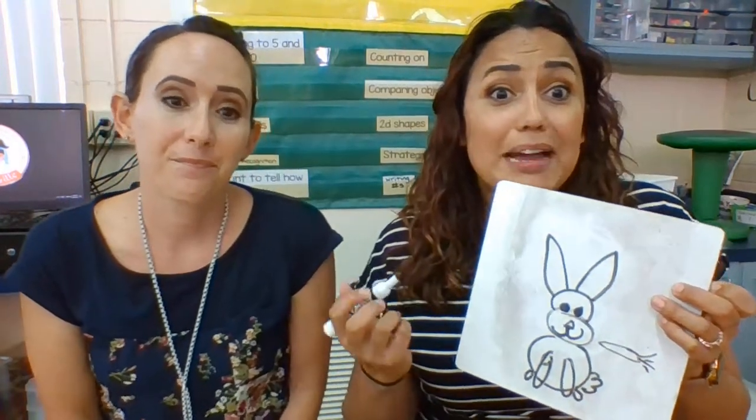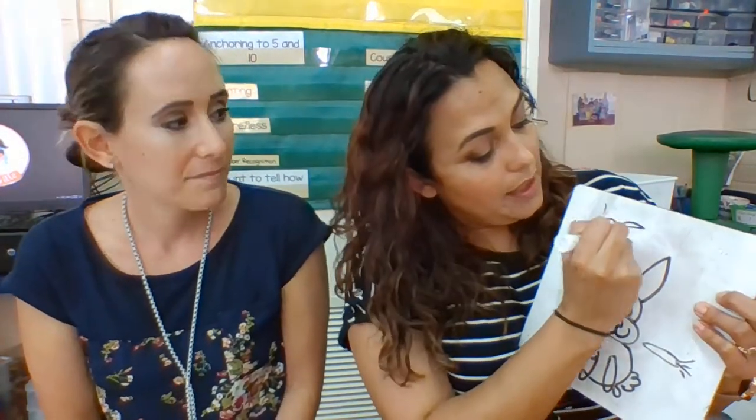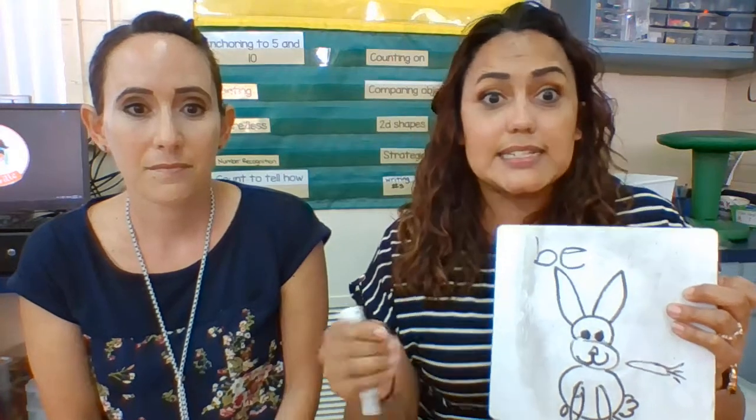But in the beginning, it might just be, what sounds do you hear? Bunny, b. And they might just write a B, and that might look like a D, depending on the camera. But maybe they can hear more than one sound in the word bunny. Just having those letters, they're getting there, and have them work slowly and stretch those words out like we've been practicing. Bunny. Oh, I heard an N too. Even if those letters are out of order at first, it's okay. We just want to get them hearing the sounds and recording it.